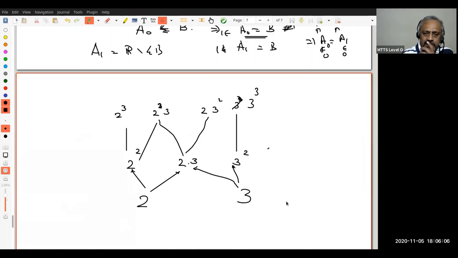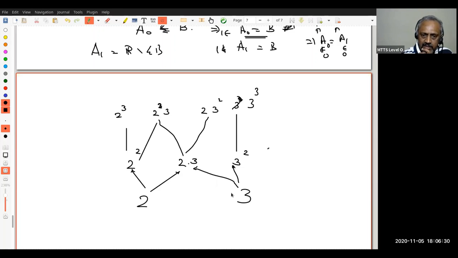Now you can see that this is a totally ordered chain. This is 2, 2 squared, 2 cubed. This is a chain, or 2, 2 times 3, 2 times 3 squared. This is a totally ordered chain, or 3, 2 times 3, 2 squared 3. This is a chain. Do you understand? There are many chains.